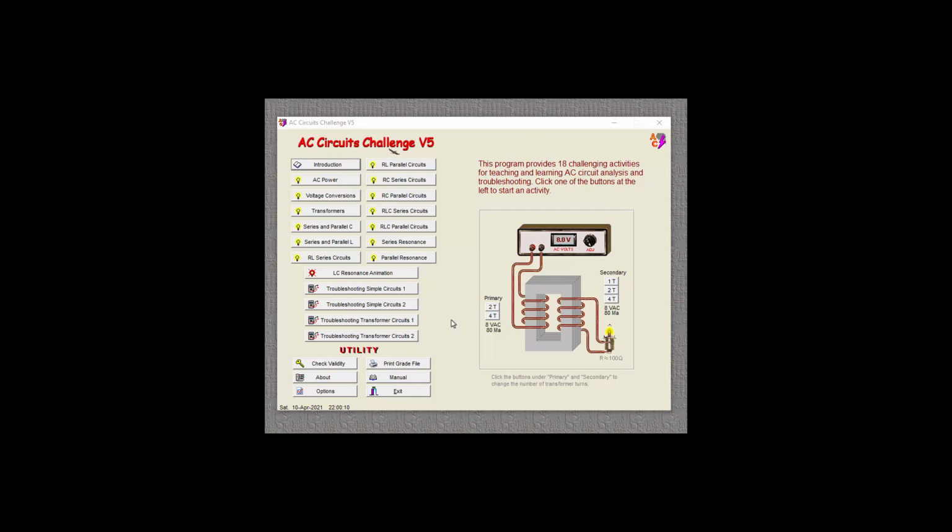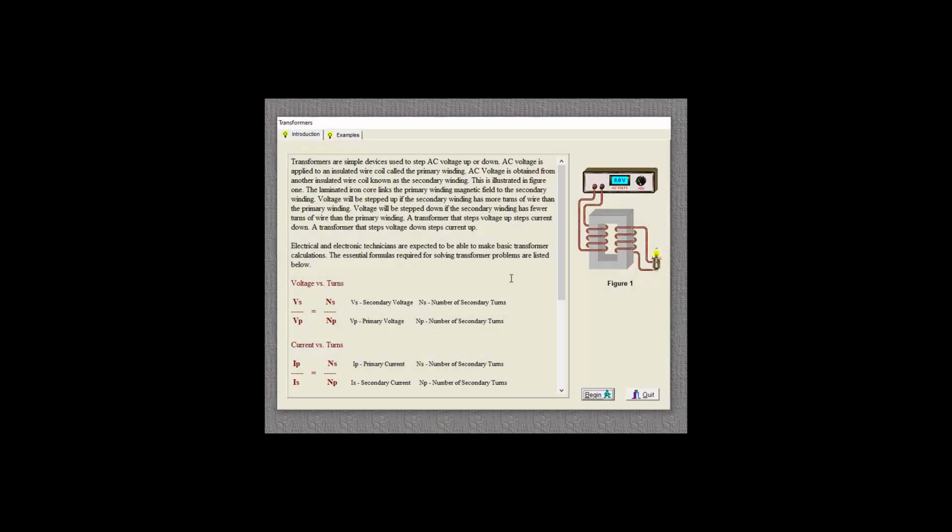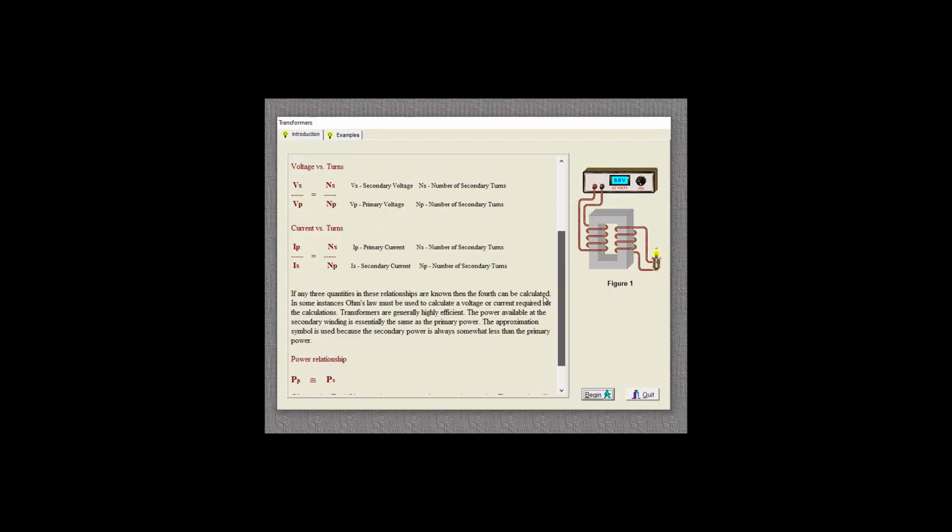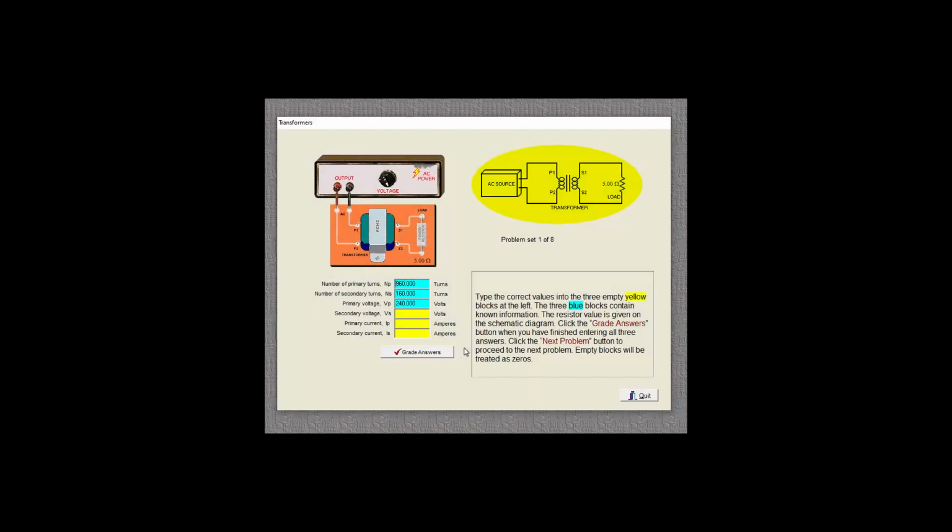Okay, here we are at our AC Circuits Challenge. Let's go to transformers. Here are our formulas and our relationships. Let's go ahead and start.